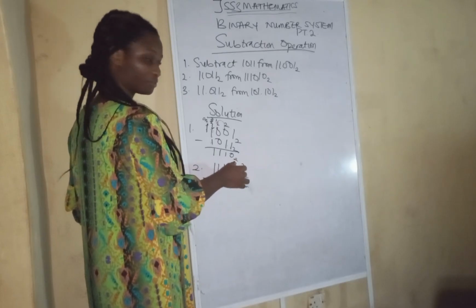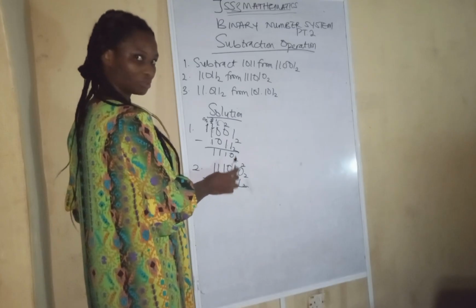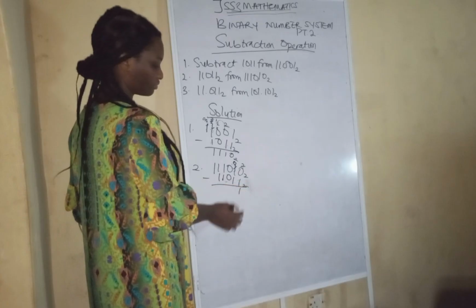Because we are borrowing mainly from this one, since we are borrowing mainly from this one, it will be reduced to 0 automatically. So this is the 2. 2 minus 1 is 1. Have you seen it now?